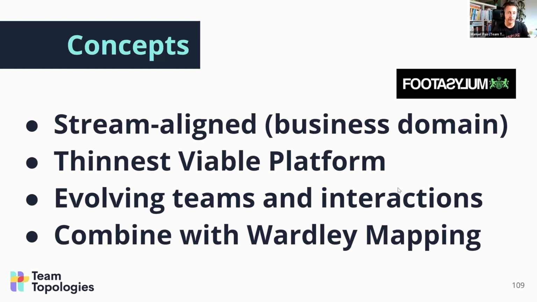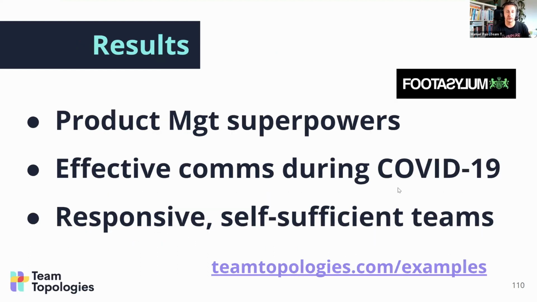And so, yeah, just a summary. These are the concepts they use from Team Topologies, the ideas, and also the combination with Wardley mapping, and the results. Some of the key things that helped them was, product management now had much better ways, first of all, to understand which teams are responsible for which services and applications, so they don't have to run around multiple teams to figure out who needs to change what. Effective communications within the team interaction types, especially during the pandemic, was quite helpful for them. And they start having teams that are more self-sufficient, more responsive, and not just waiting for requests from the product managers, because they start having more end-to-end responsibility.